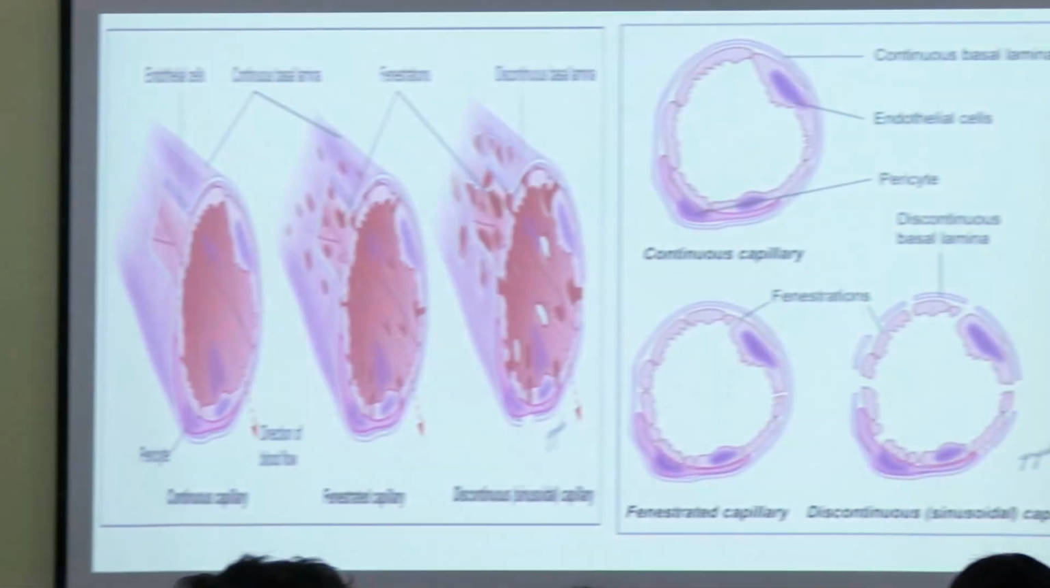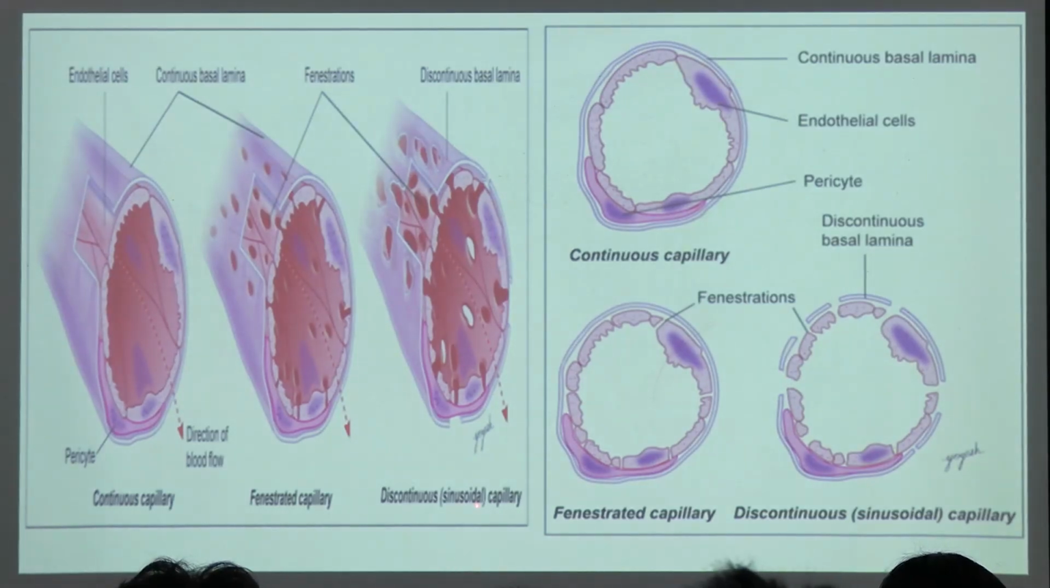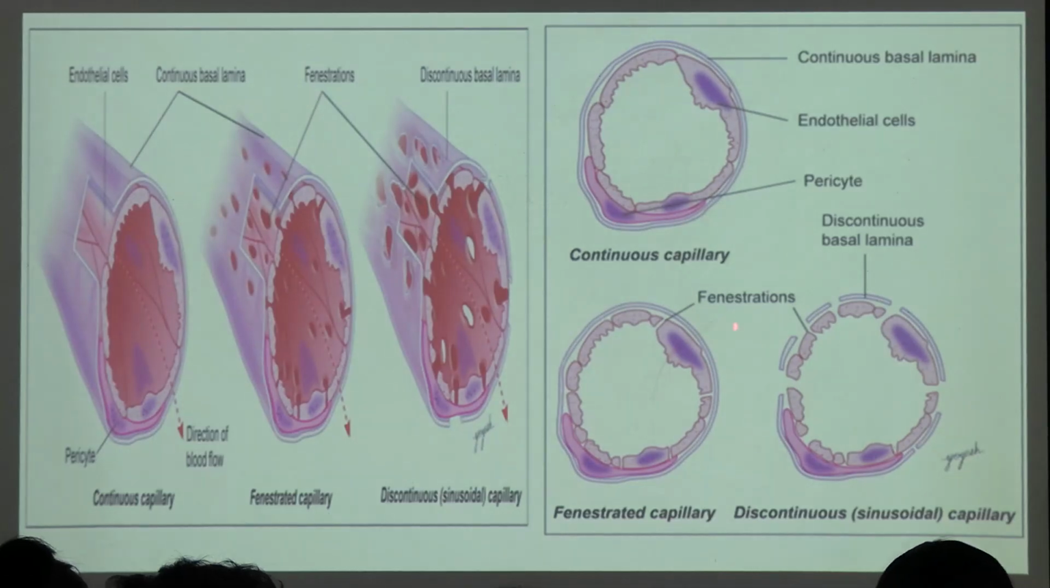So here is the diagram. This is the continuous capillary. This is the fenestrated capillary. Okay, and this is the discontinuous or sinusoid capillary. Now this is LS and this is TS. ठीक है. तो in order to understand it properly, focus on the TS. तो TS में क्या दिखाई दे रहा है?